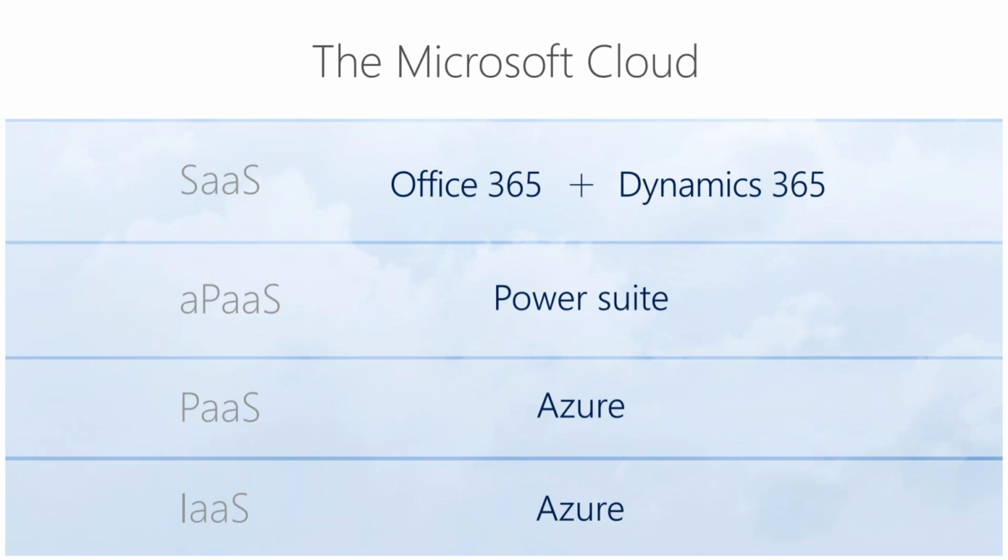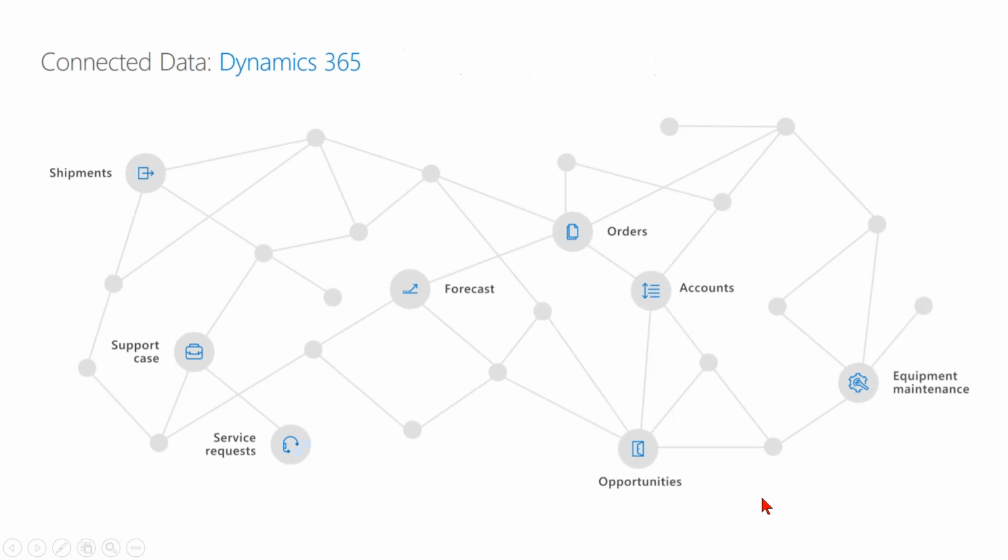Well, we can see that Microsoft has introduced the cloud solutions that are Office 365 and Dynamics 365. We have apps, which are made in PowerSuite. And we have platform as a service in Azure and infrastructure as a service also in Azure. But what is it that we get? Well, if we look at the data that we have in Dynamics 365, that is part of the ERP solution that we have had for years and years.